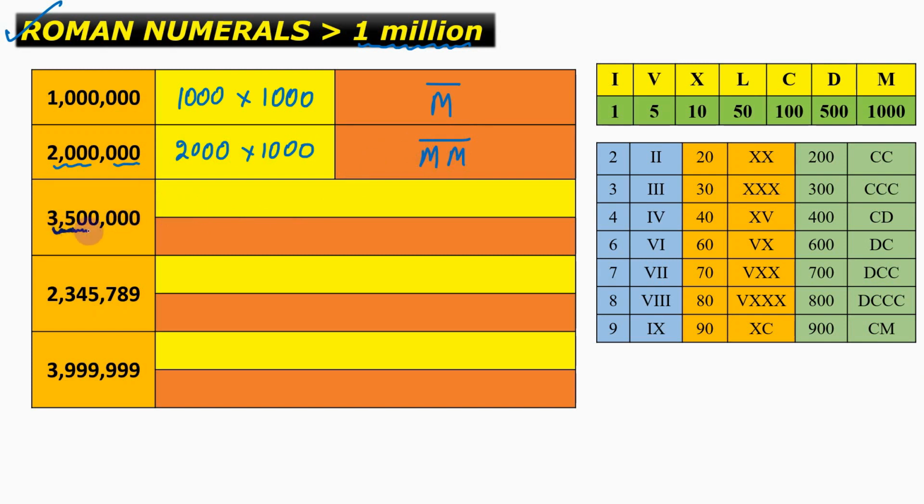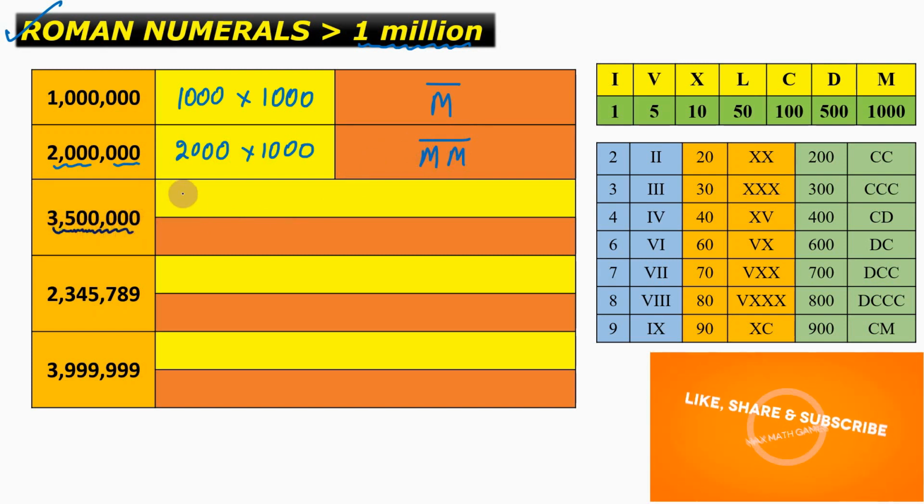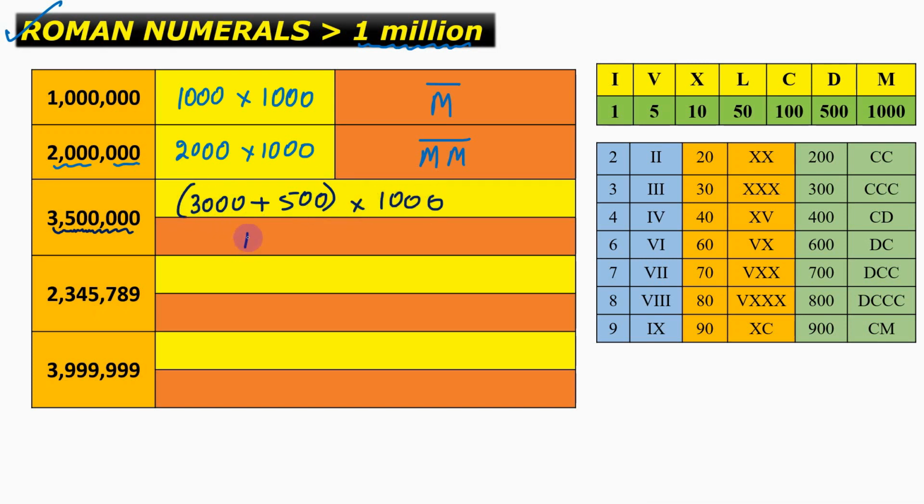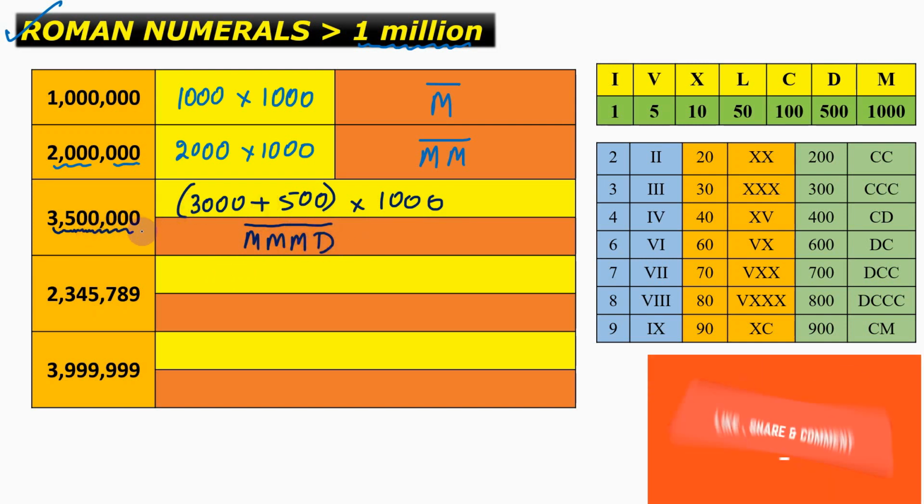Now for the number 3.5 million. So this can be written as 3000 plus 500 into 1000. Okay. So 3000 can be written as M and 500 can be written as D, and this is multiplied by 1000, so there will be a bar on top of it. And this will be the notation for the number 3.5 millions.